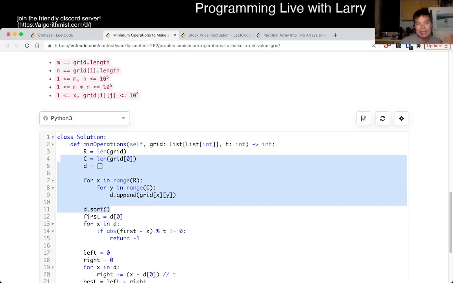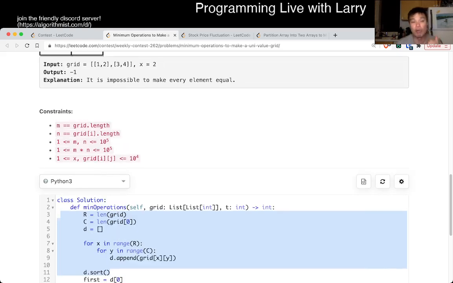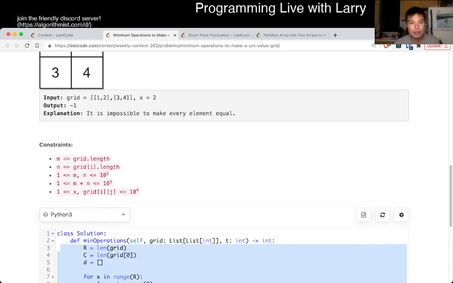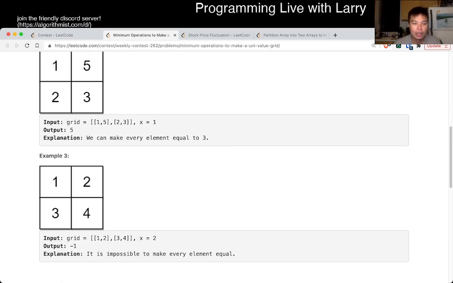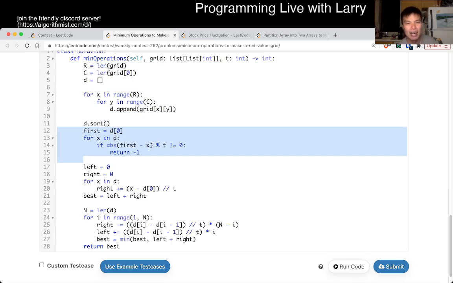And then after sorting it, I start by asking myself, what is the cost of changing every number to the first number? Of course, we first do a filter to make sure that it's possible. If you cannot change every number to the first number, which means that all the differences between numbers are not a multiple of t, then it's not possible. So I definitely do this loop.